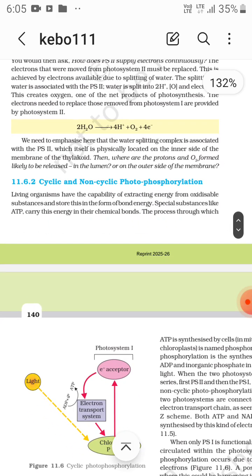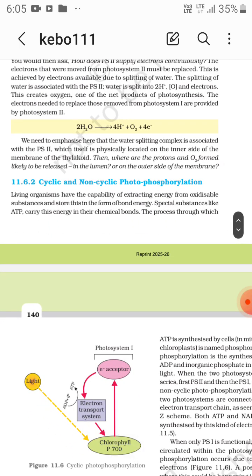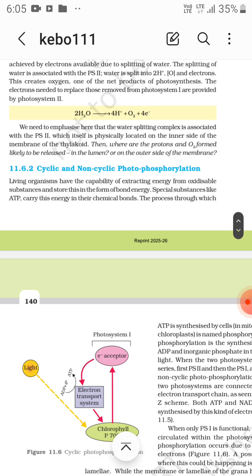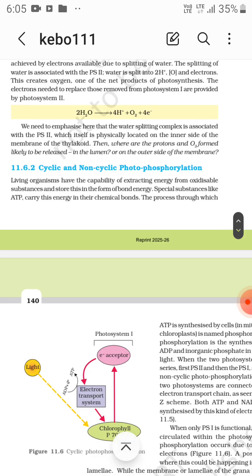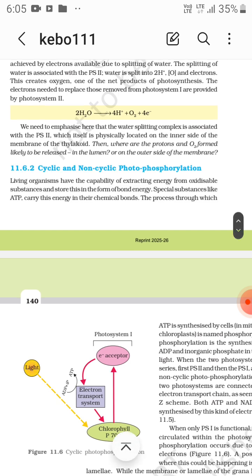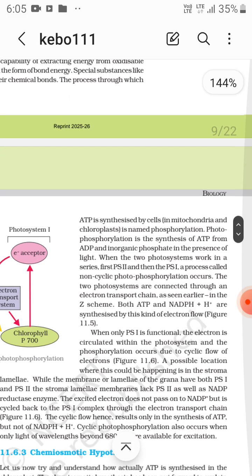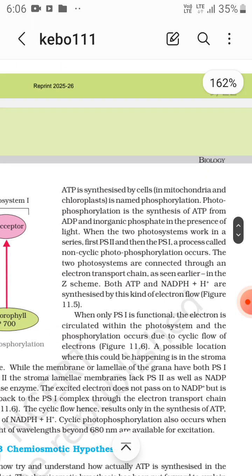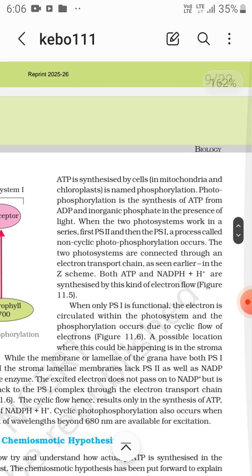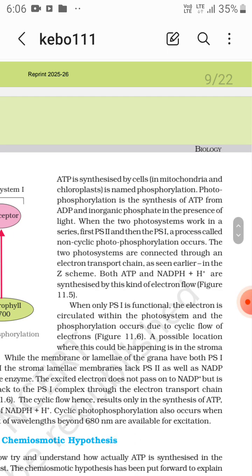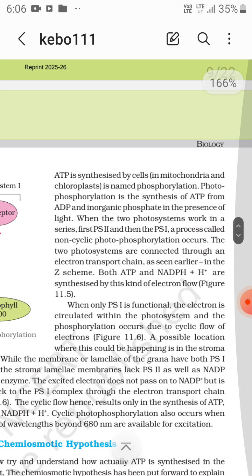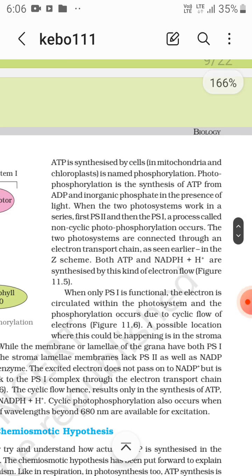Okay, now the cyclic and non-cyclic photophosphorylation. Living organisms have the capability of extracting energy from oxidizable substances and storing this in the form of bond energy. Special substances like ATP carry this energy in their chemical bonds. The process through which ATP is synthesized by cells in mitochondria and chloroplast is named phosphorylation. Now photophosphorylation is the synthesis of ATP from ADP plus inorganic phosphate in the presence of light.